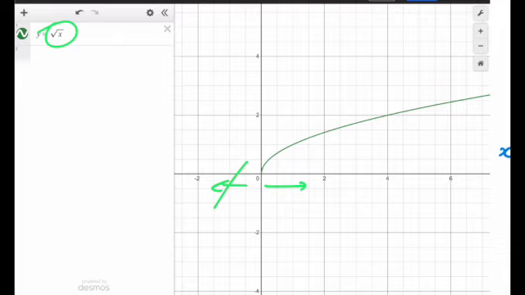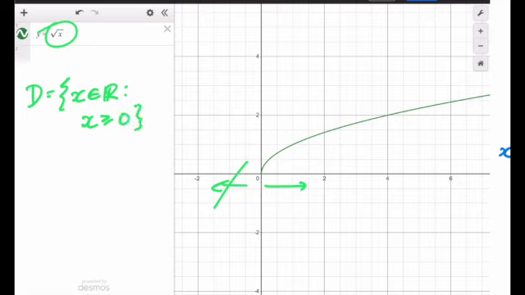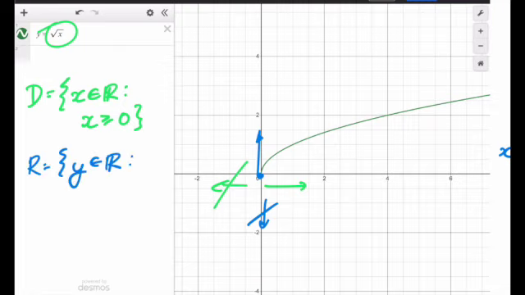So our domain is all the x numbers such that x is a real number and it's greater than or equal to 0. And likewise as well, we can see with the range or the values on the y-axis, they start at y equals 0 and move upwards. There's no values for y which are negative. So our range is also all the y values which are reals such that y is greater than or equal to 0.